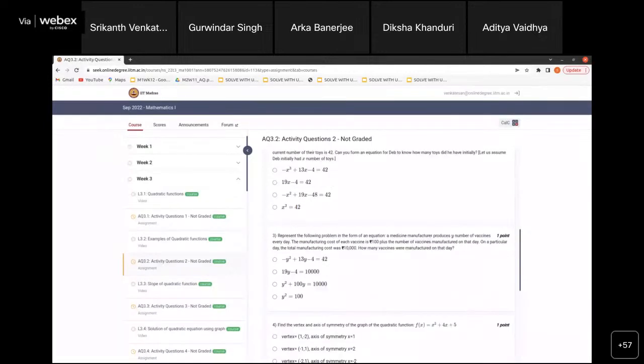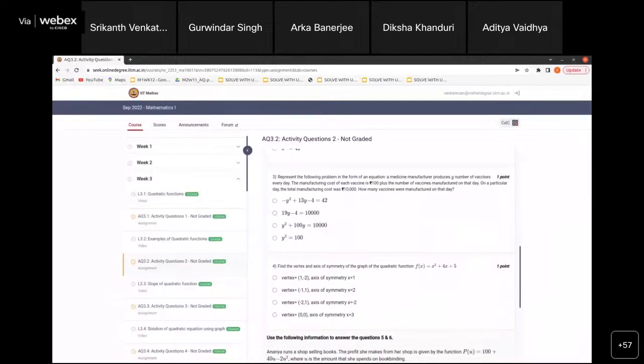Now let's come to question number 3. Represent the following problem in the form of an equation. What is the problem we have? A medicine manufacturer produces Y number of vaccines every day. And the manufacturing cost of each vaccine is 100 plus the number of vaccines manufactured on that day.